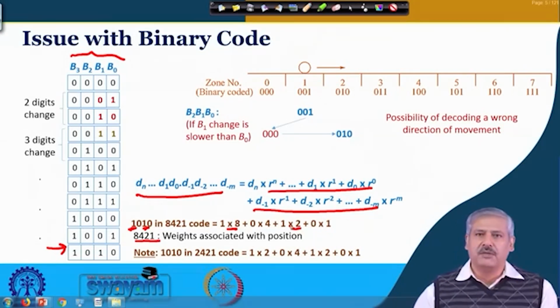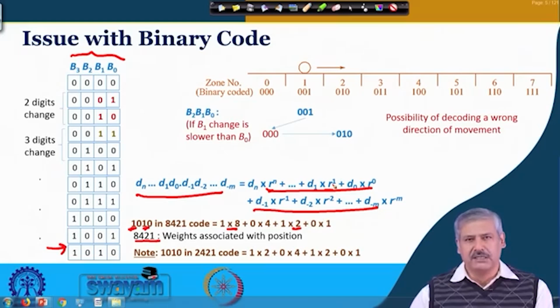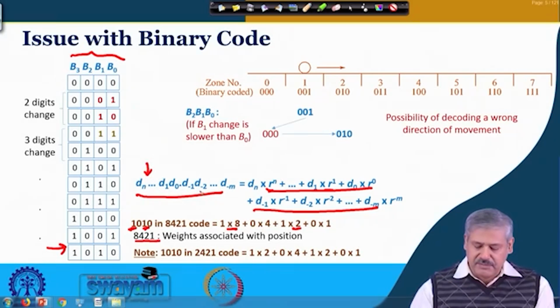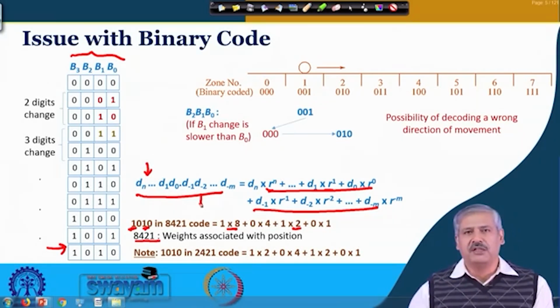There can be other kinds of weighted code where the weight is not exactly r to the power n, r to the power 1, with the integer power increasing based on the position. So, there can be other ways of putting weights. For example, in a 2421 code, the first position has a weight of 1, the second position 2, the third position 4, and the fourth position has a weight of 2. That is called 2421 code. That is also a weighted code, because the weight associated is 2. It is not 2 to the power 3, 8, that we see for the 8421 code.